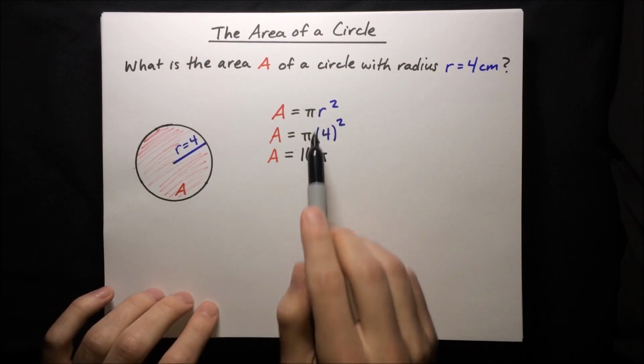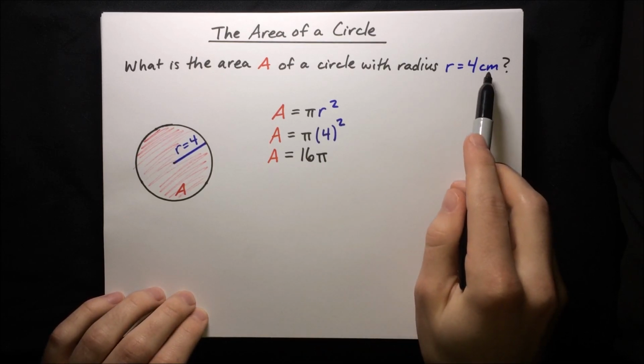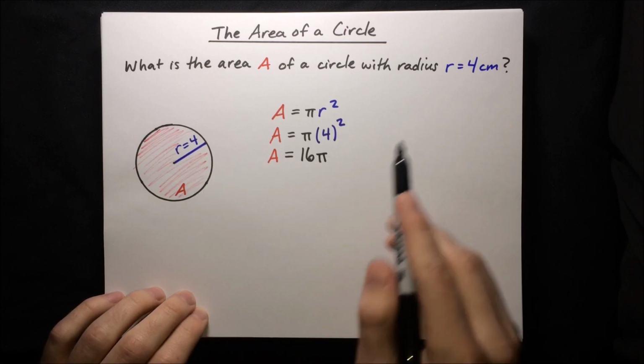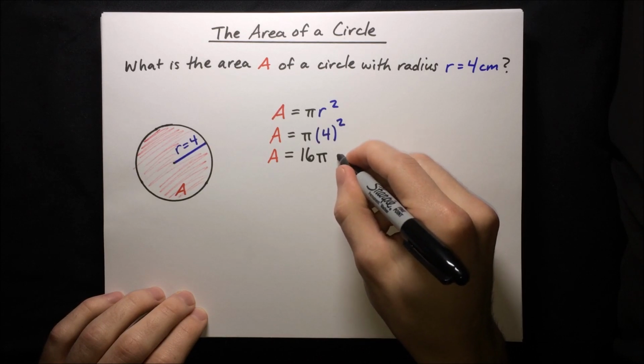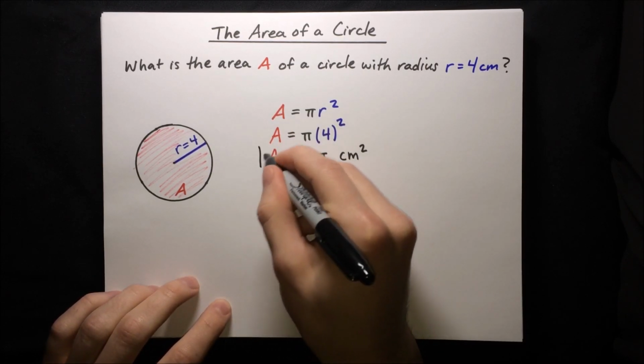We've done the computation, but we also have to take into consideration the units. So the radius was given in centimeters. That means the area should be in square centimeters, because area is two-dimensional space. So 16 pi centimeters squared. And that is our area.